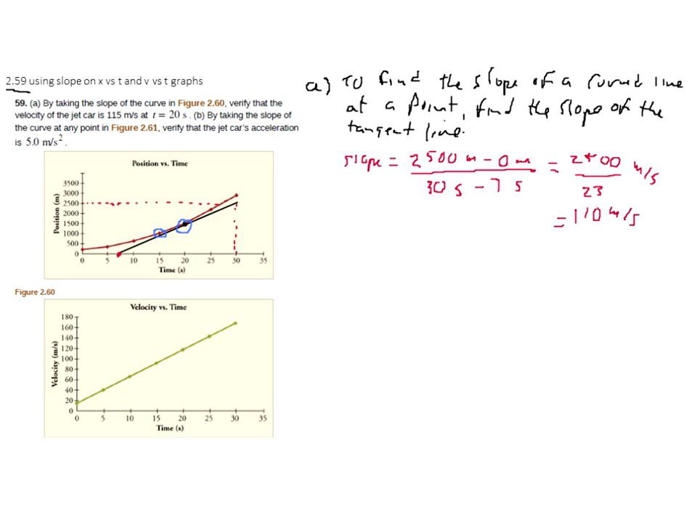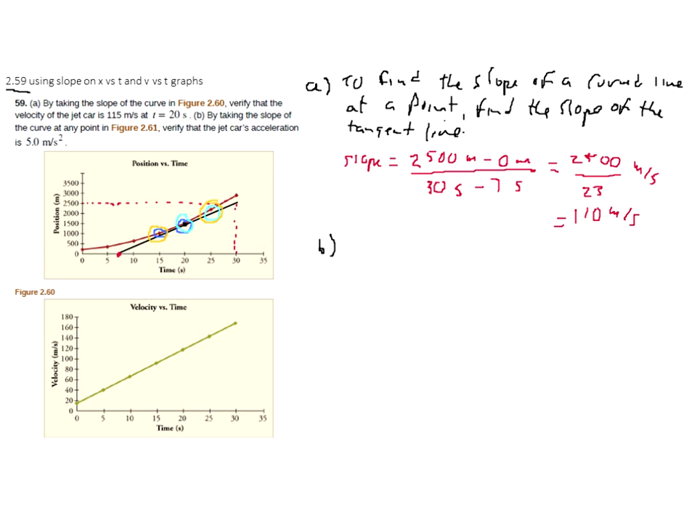So we could do that, or some other people might pick these two points, or somebody else might even pick these two points right here. If you can draw a good tangent line, that's going to be the most precise.